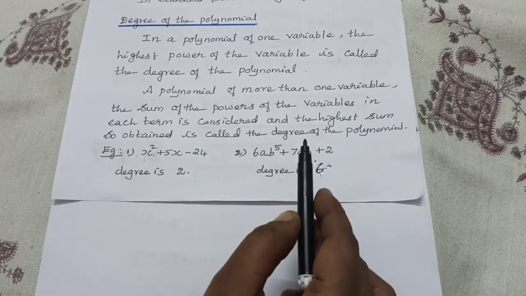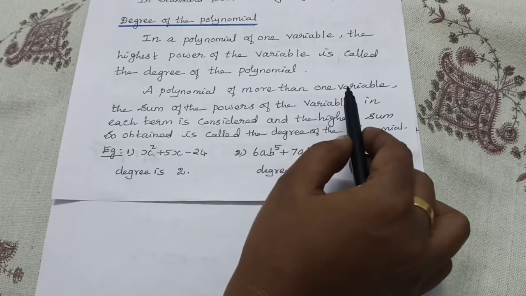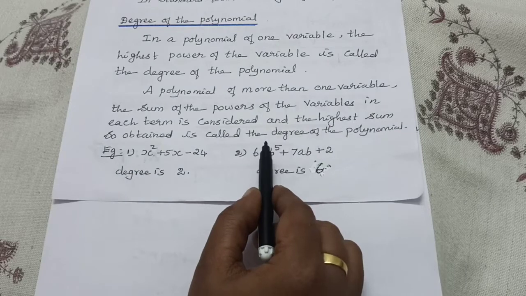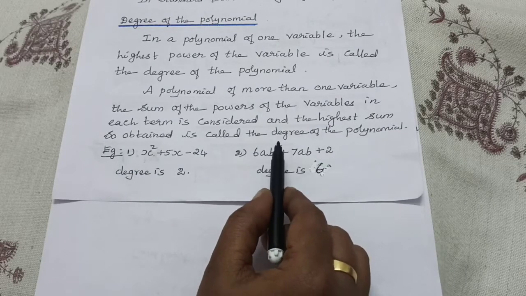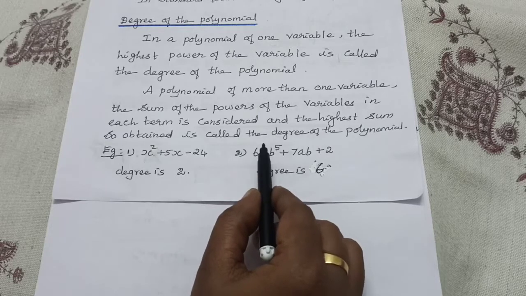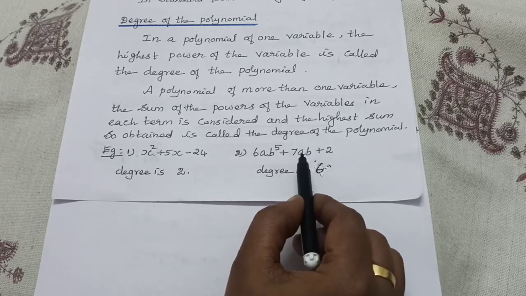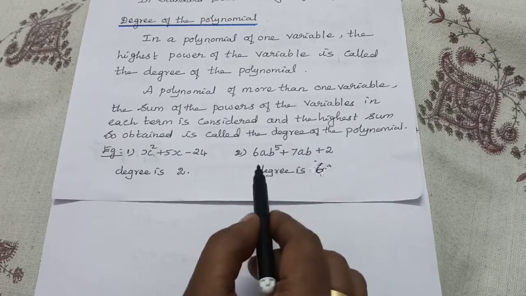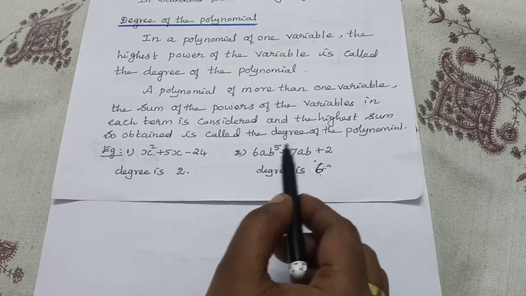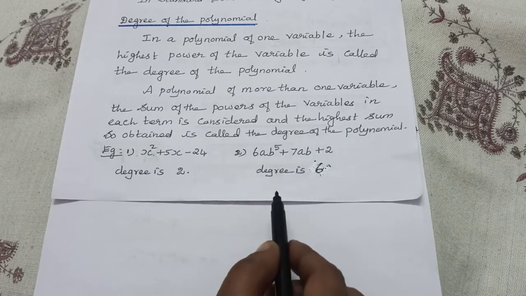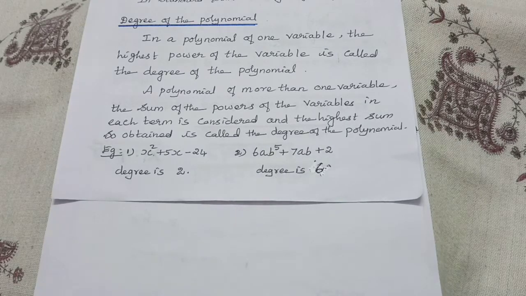Here our condition is what? More than one variable means sum of the powers, these two powers, a power 1 and b power 5. A power 1 plus this 5, both added, 6 we will get. Here a power 1, b power 1, that means 2 we will get. Which is the highest power? 6 is the highest power. So degree is 6.